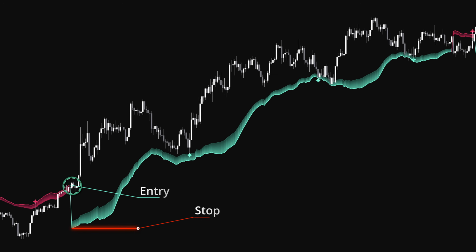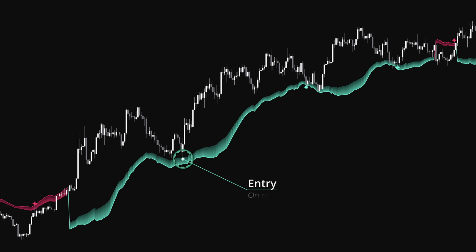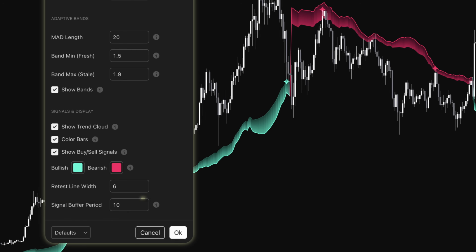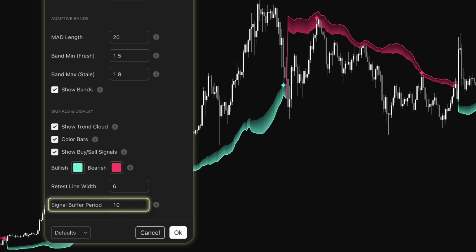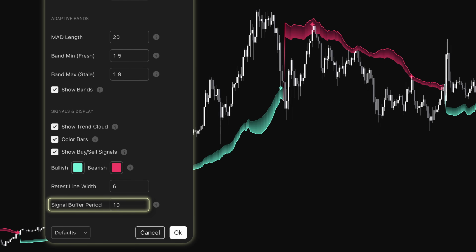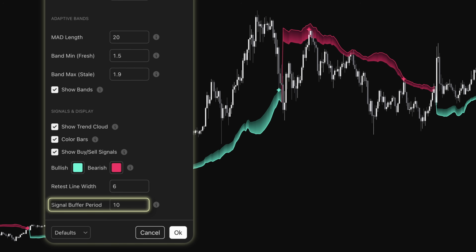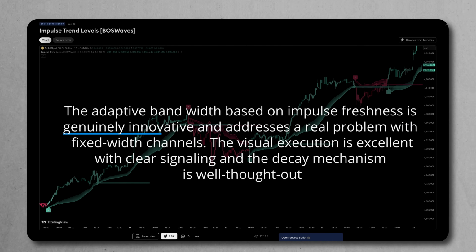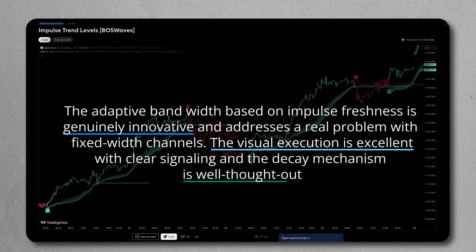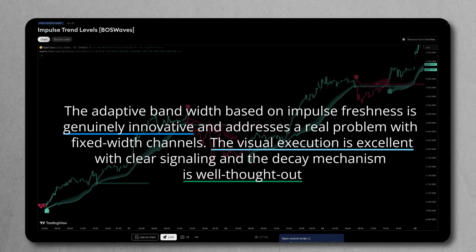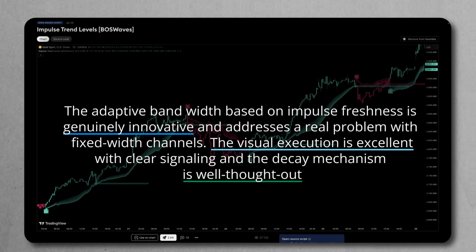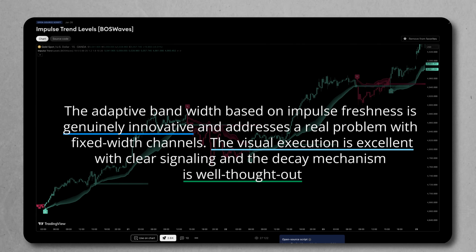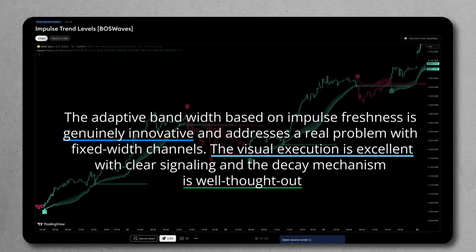A more conservative approach waits for the first retest after a signal before entering, which gives you better risk-reward, but means missing some runners. The buffer period before retest lines appear prevents cluttering the chart with signals during choppy action right after trend changes. The adaptive bandwidth based on impulse freshness is genuinely innovative and addresses a real problem with fixed-width channels. The visual execution is excellent with clear signaling, and the decay mechanism is well thought out.